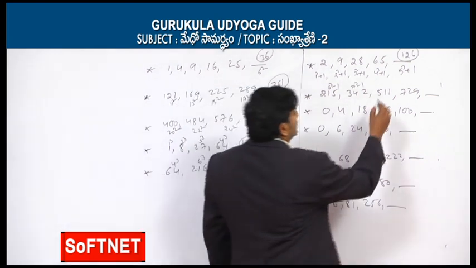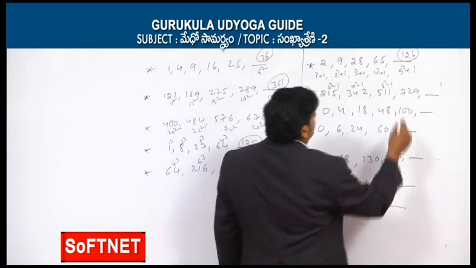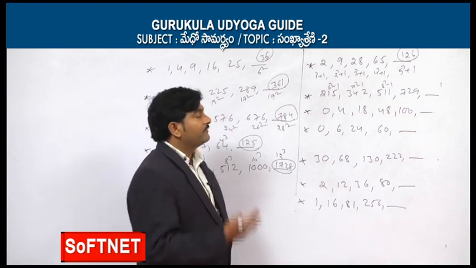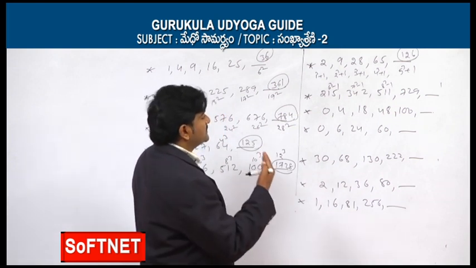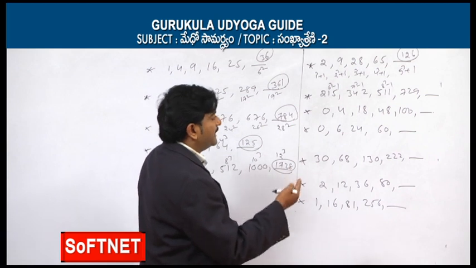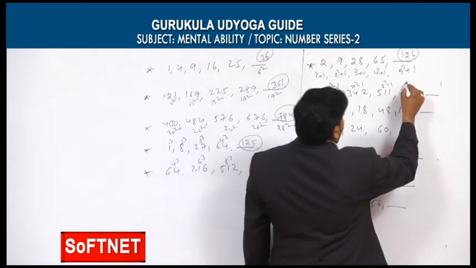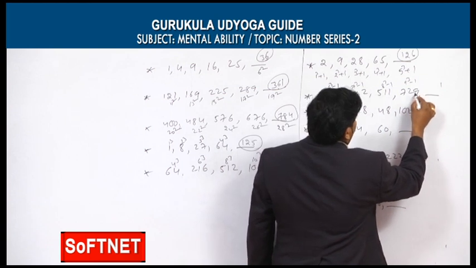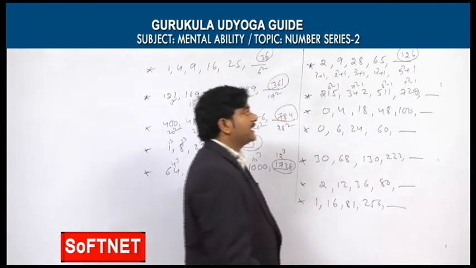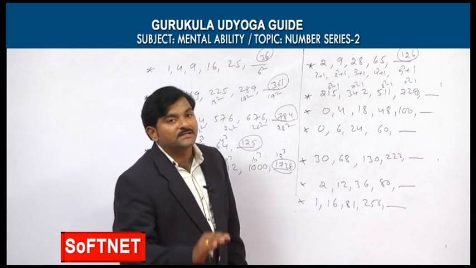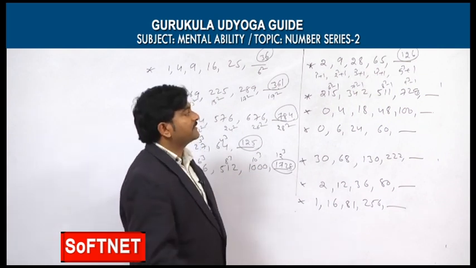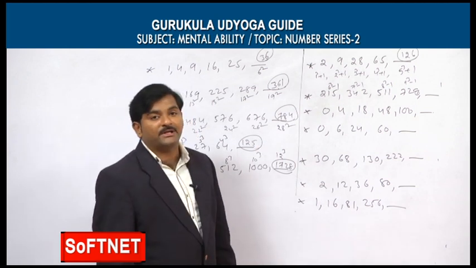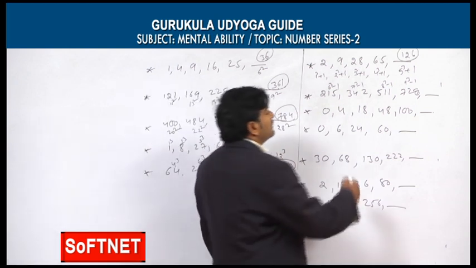342. Similarly, this is 8 cube minus 1. 8 cube value is how much here? 512. 512 minus 1. So 6, 7, 8, 9. 9 cube minus 1 means it is not 729, it is 728, because 9 cube value itself is 729, but we need to subtract 1. 9 cube minus 1 means, so that is how much here? 728 only.